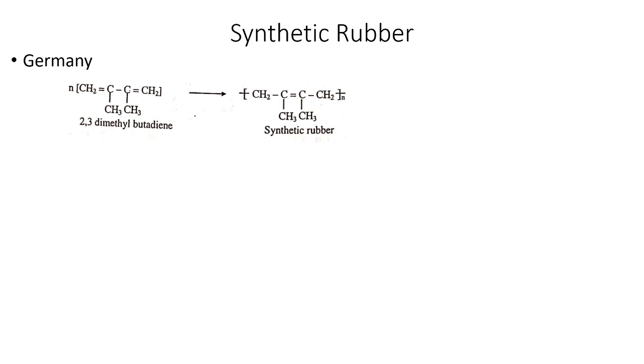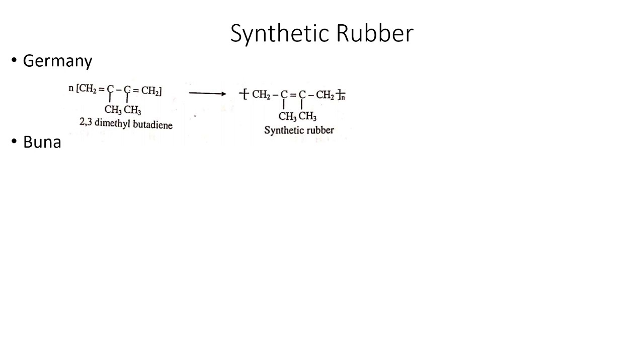The first synthetic rubber was made by Germany during World War I, when the Allied forces of America and Britain cut off the supply of natural rubber to the Germans. The starting material for this is 2,3-dimethyl butadiene. It is similar to isoprene. Only, in isoprene there is only one methyl group at the second carbon. Here, two methyl groups are there, at the second and third carbon.